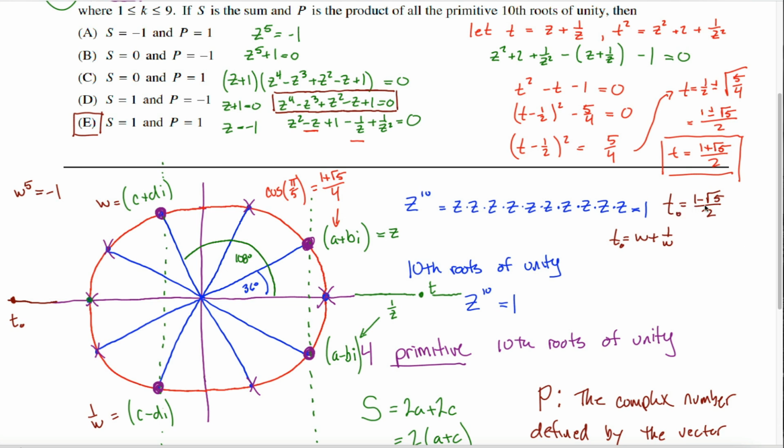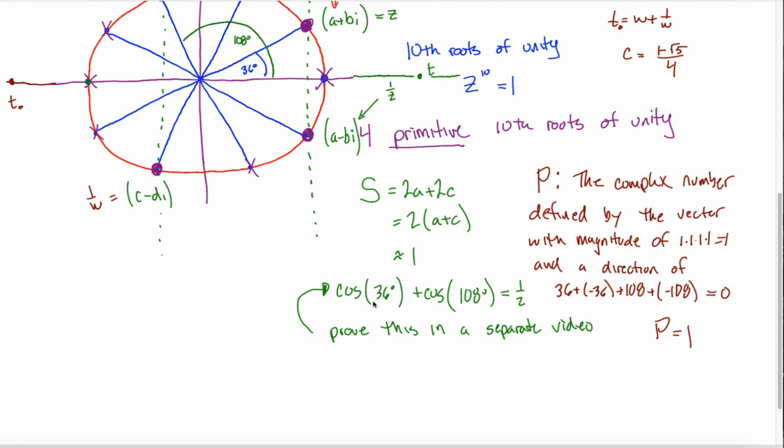If t naught is (1 − √5)/2, then what I'm calling c, the real part of this complex number, is half of that, (1 − √5)/4. Therefore, the cosine of 3π/5 is just equal to (1 − √5)/4. And now I see when I add this number to this number, the root 5 parts cancel out. I get a fourth plus a fourth, in other words, a half. The cosine of π/5 plus the cosine of 3π/5 is just equal to 1/2. That's kind of cool.